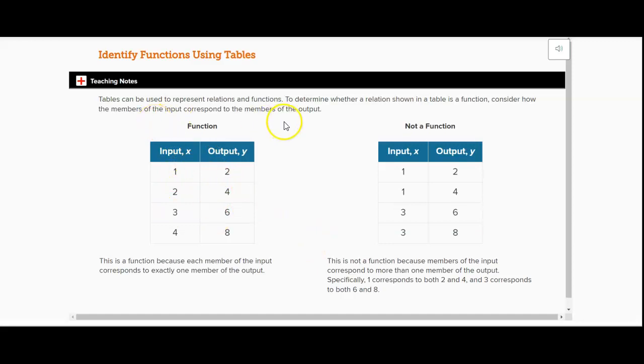So consider how the members of the input correspond to the members of the output. Here, each x is not repeated, and each x only has one y. But if you look here, the x's are repeated, and they have two different outputs. So 1 has two different outputs, and 3 has two different outputs. So that one would not be a function. So let's look at a few examples here.